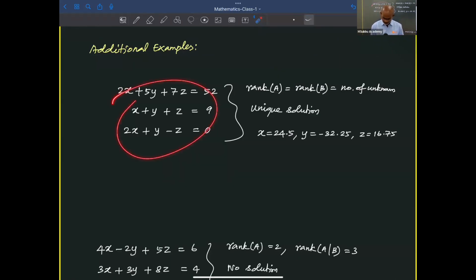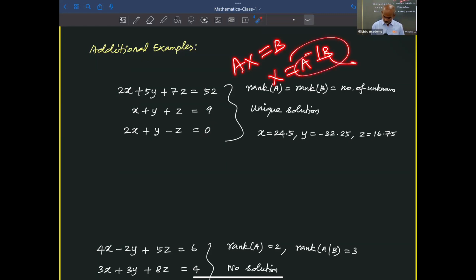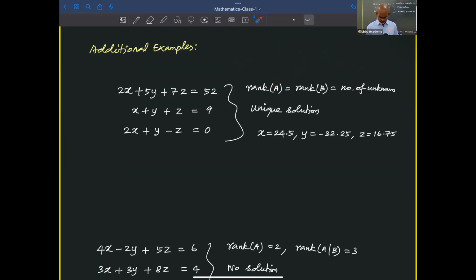For example, this 3 by 3 matrix. You can easily solve this using our matrix inverse. It is like AX equal to B, so to get X, simply A inverse times B. You can easily do this with your matrix in Excel, and you can get this solution. So this is a unique solution.